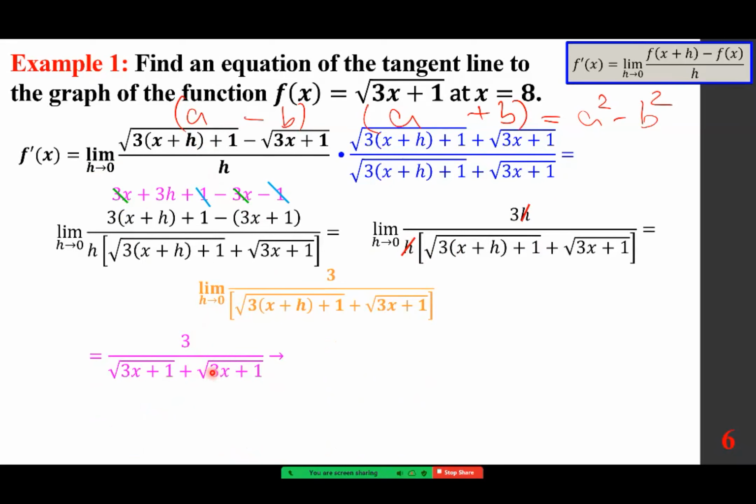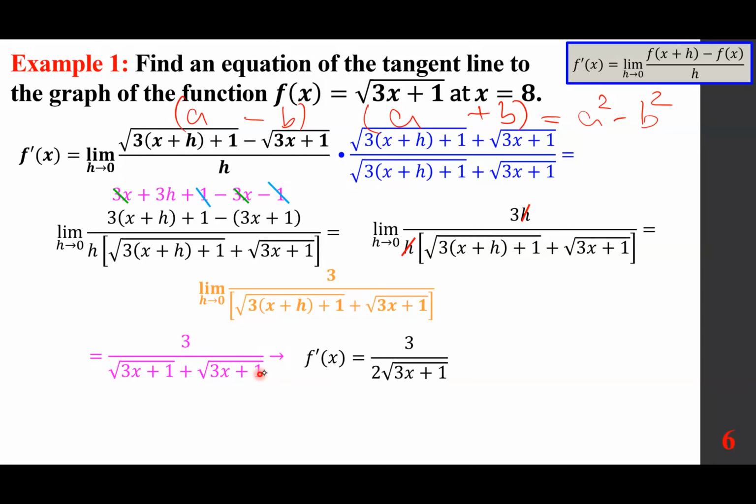Now you have two of them, and therefore f prime of x is 3 over 2 square root of 3x plus 1. We need two things. We need the slope, and we need the pair. As I've told you before, they don't have to give us a pair. They gave us x equals 8. So we can find the pair.